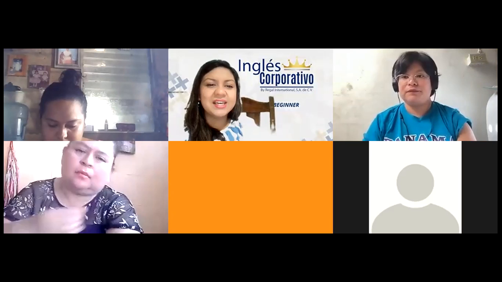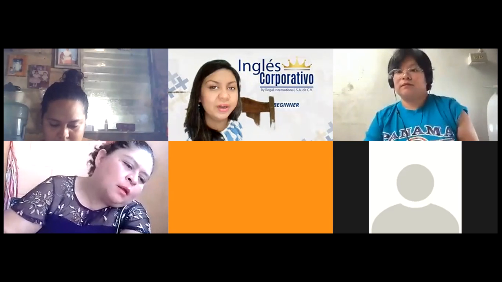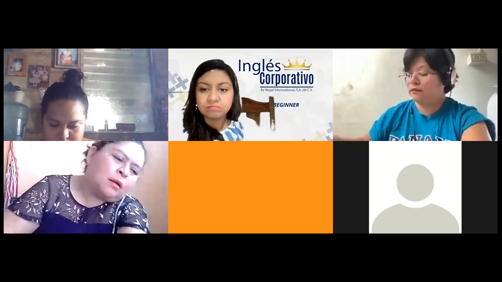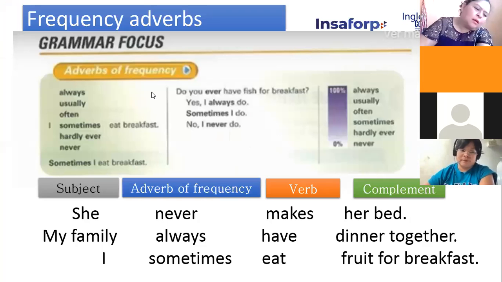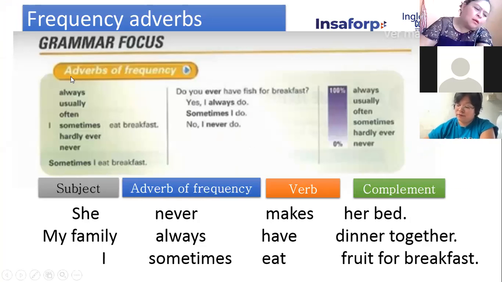Nice. So now we have time to do the activity about frequency adverbs, or adverbs of frequency. Frequency adverbs tell you how often you do something, how frequently you do an activity. We have this example. The structure is the subject, then the adverb of frequency, then the verb and the complement. You can also place the adverb of frequency at the start of a sentence, like in this case: Sometimes I eat breakfast. But the most common is subject, adverb of frequency, verb, and complement.